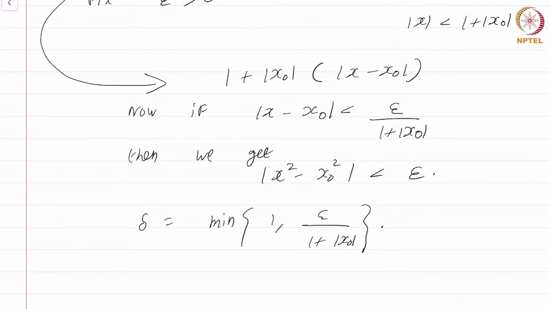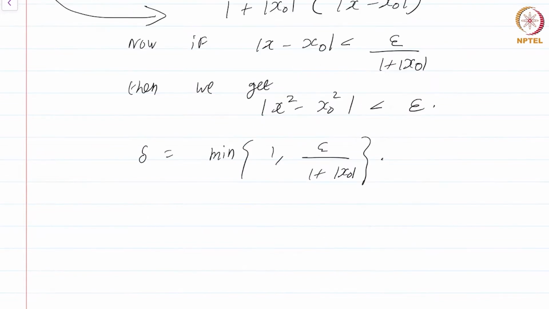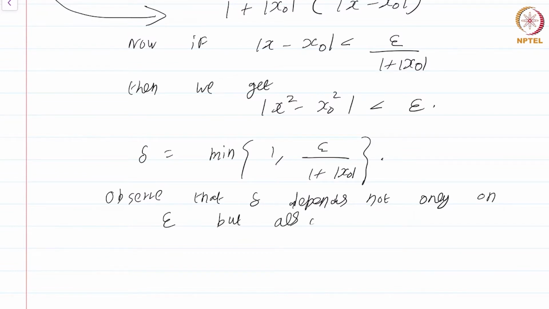In other words, not only have I shown continuity, I have given you a recipe that for any point x naught, you give me the epsilon, I will return for you a delta value, which you can compute by a very simple expression that will satisfy the epsilon delta definition of continuity, right? Observe that delta depends not only on epsilon but also on the point x naught.